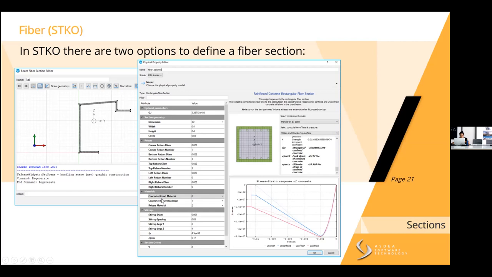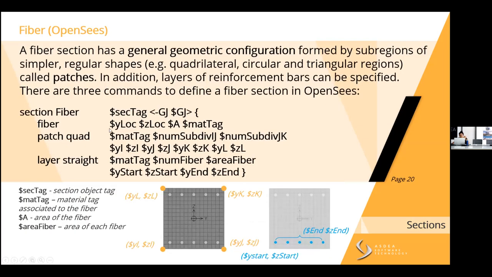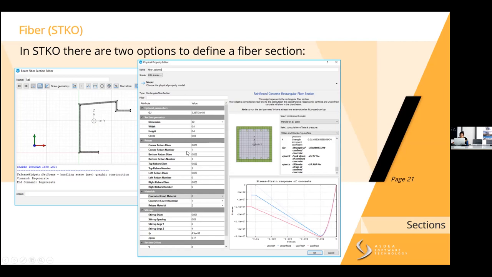You can see here that you can define a fiber material for the core, for the cover, and for the rebars. If you do not choose the core material, the automatism inside of STKO will calculate for you the value of the material's properties for the confined concrete inside of your core. It works the same way as the OpenSees commands we saw here that build the patch and the layer, et cetera. Here you have the same, but you can just visualize your result right away.